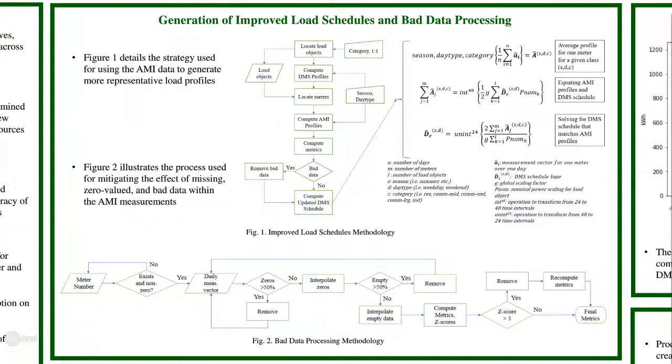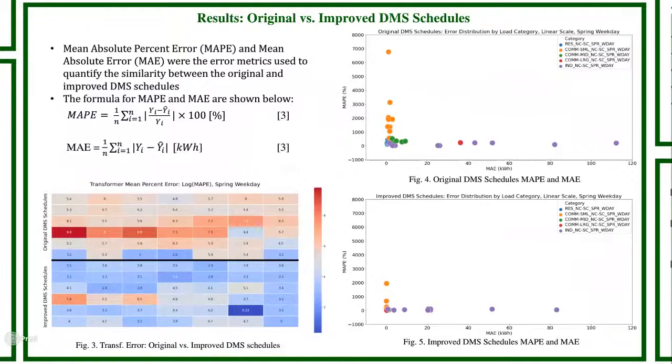Figure 2 illustrates the process used to either disregard or repair gaps and perceived bad data in the AMI dataset. In order to compare the accuracy of the original and improved DMS schedules with respect to customer usage, mean absolute error and mean absolute percent error were computed for each load. The analysis is pictured here for a single season day type combination.